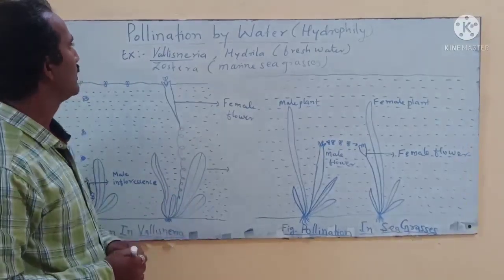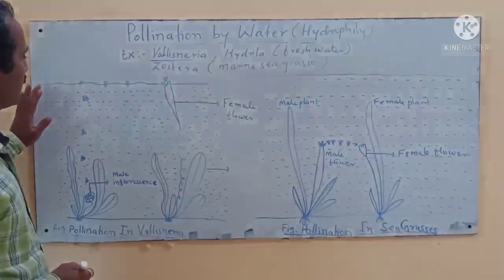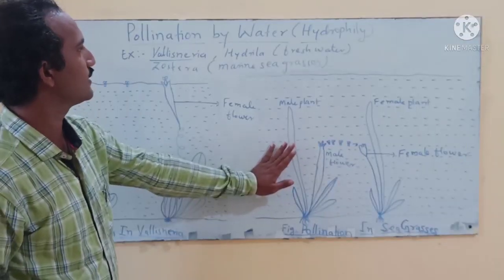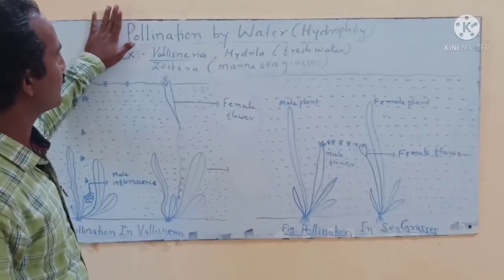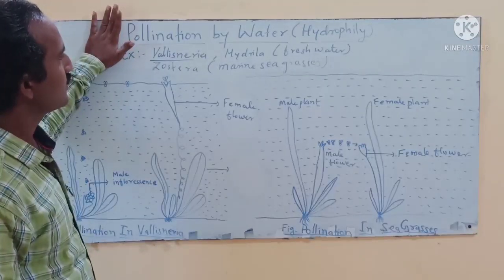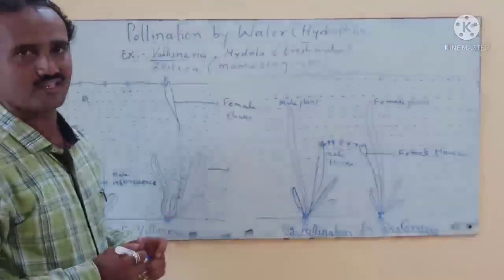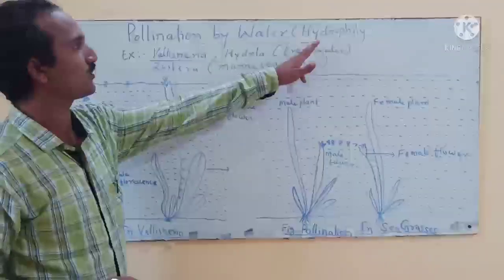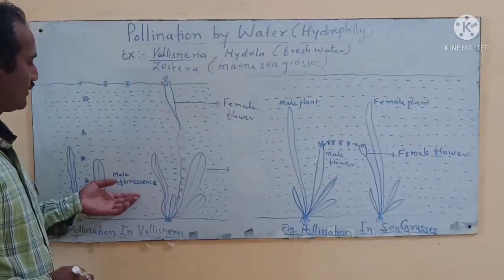So this is about the pollination by water we observe in Vallisneria as well as the sea grasses. So you have to listen here. The pollination by water, or hydrophily, we observe in fresh water as well as marine plants. In that, the pollination takes place in different ways. So the method is the same, the hydrophilic method is the same, but the procedure is different.